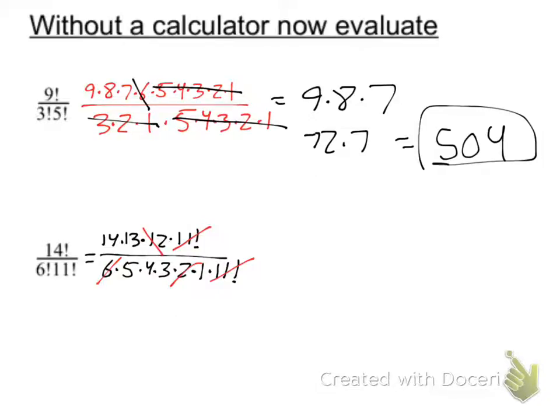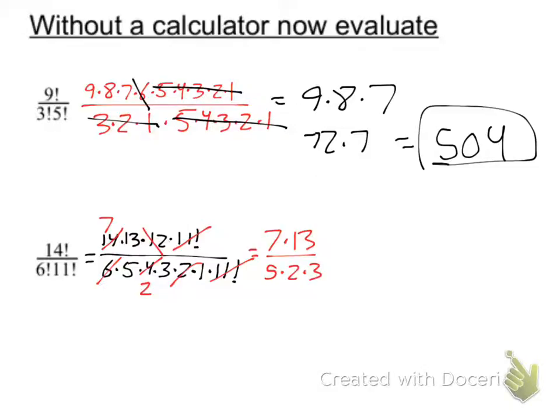The 4 and the 14 can both be divided by 2. So it'd be 2 and this would be a 7. So on the top I have 7 times 13 over 5 times 2 times 3.